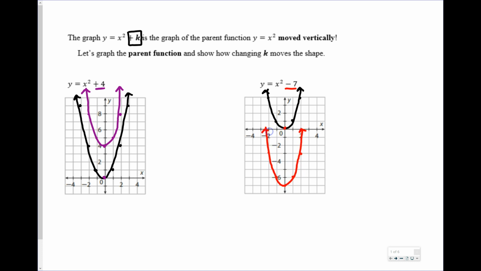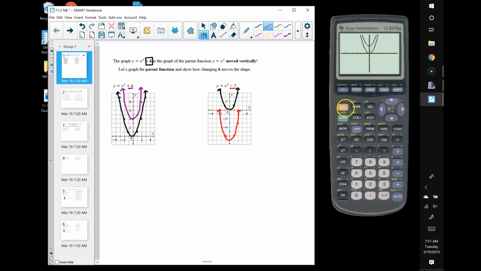You don't need to make a table, you don't need to plot points. If you want to plot points and make a table just to double check, you totally can. You can go to your graphing calculator, hit second, hit table, and it'll give you all the points that you need to graph. But I'd really like you guys to memorize it's just a shift up and down if you're adding or subtracting a number after the x squared. And that's called a vertical move. We move that vertically means up and down.